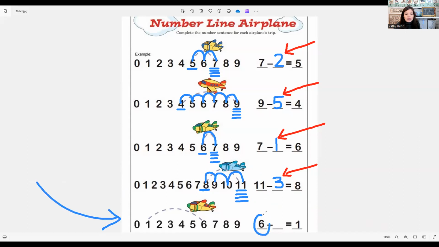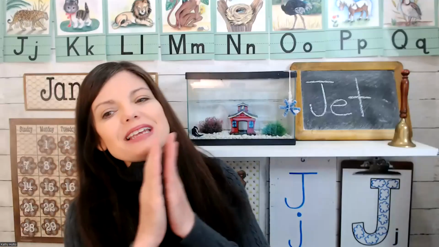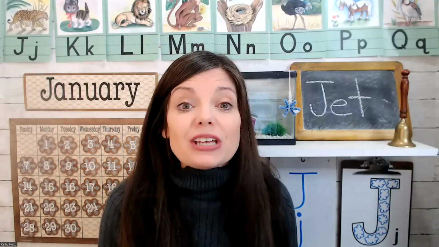All right, so here we go. We're going to start at number 6. We're going to land at number 1. Ready to fly? 1, 2, 3, 4, 5. We flew 5 spaces. Right, number 5. 6 minus 5 equals 1. Well, you did a great job today using a number line for subtraction.